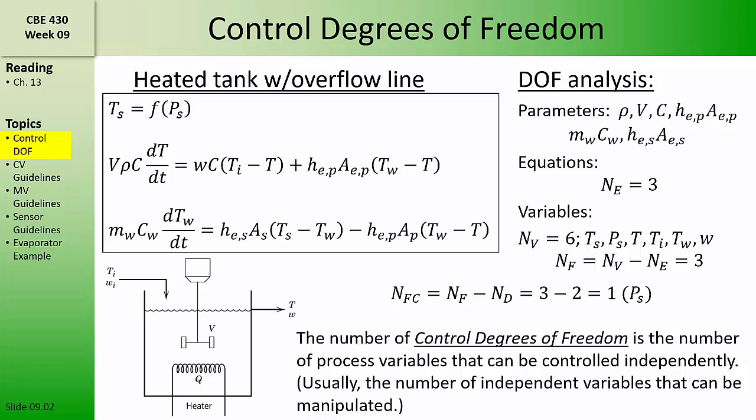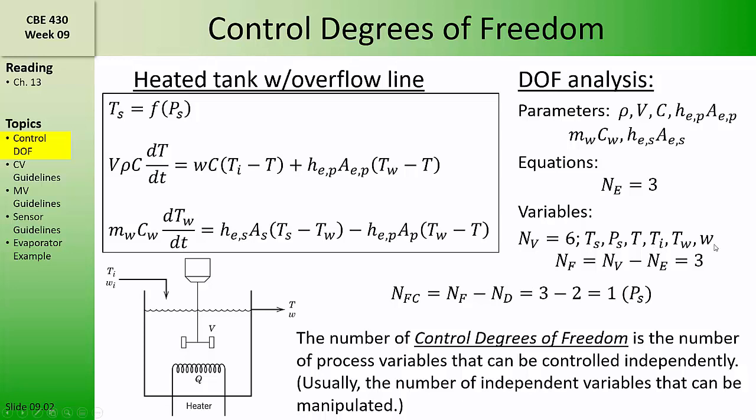The number of control degrees of freedom is the number of process variables that can be controlled independently. Often, this is the number of independent variables that can be manipulated, but it is given by the number of degrees of freedom of the model minus the number of disturbance variables, N sub D. In this case, we may have 2 disturbance variables, the incoming temperature of the process stream, Ti, and the process stream flow rate, W. If both of those variables are disturbances, they must be subtracted from the number of degrees of freedom to determine the number of control degrees of freedom.